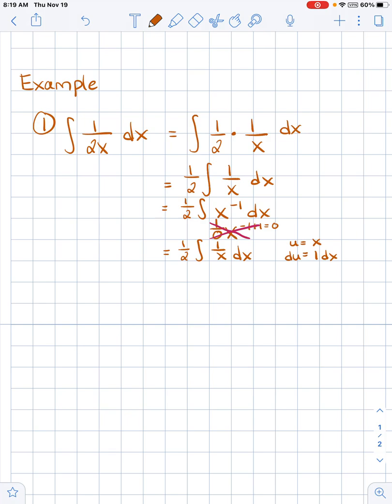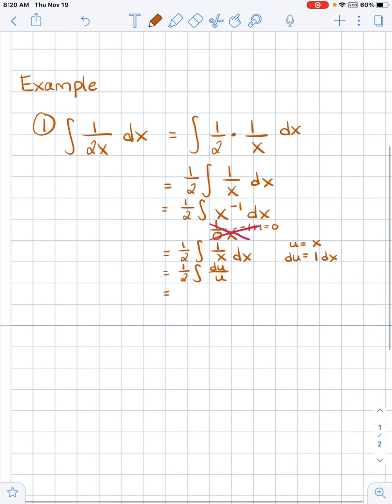So if I rewrite this integral then, I get 1/2. The 1 dx becomes the du. X is u. Yes, this is absolutely in the form of u prime over u, or du over u. So I know that this is 1/2 the natural log of u plus a constant. And in our case, u was x.